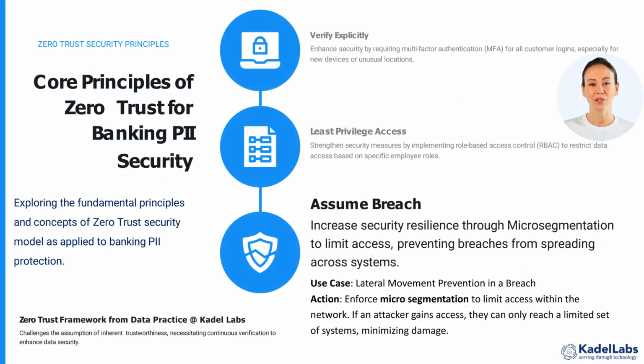Now we come to the third principle of zero trust: assume breach. In today's cybersecurity landscape, we operate with the assumption that a breach can and will happen. The focus is on limiting the impact of a breach when it occurs.